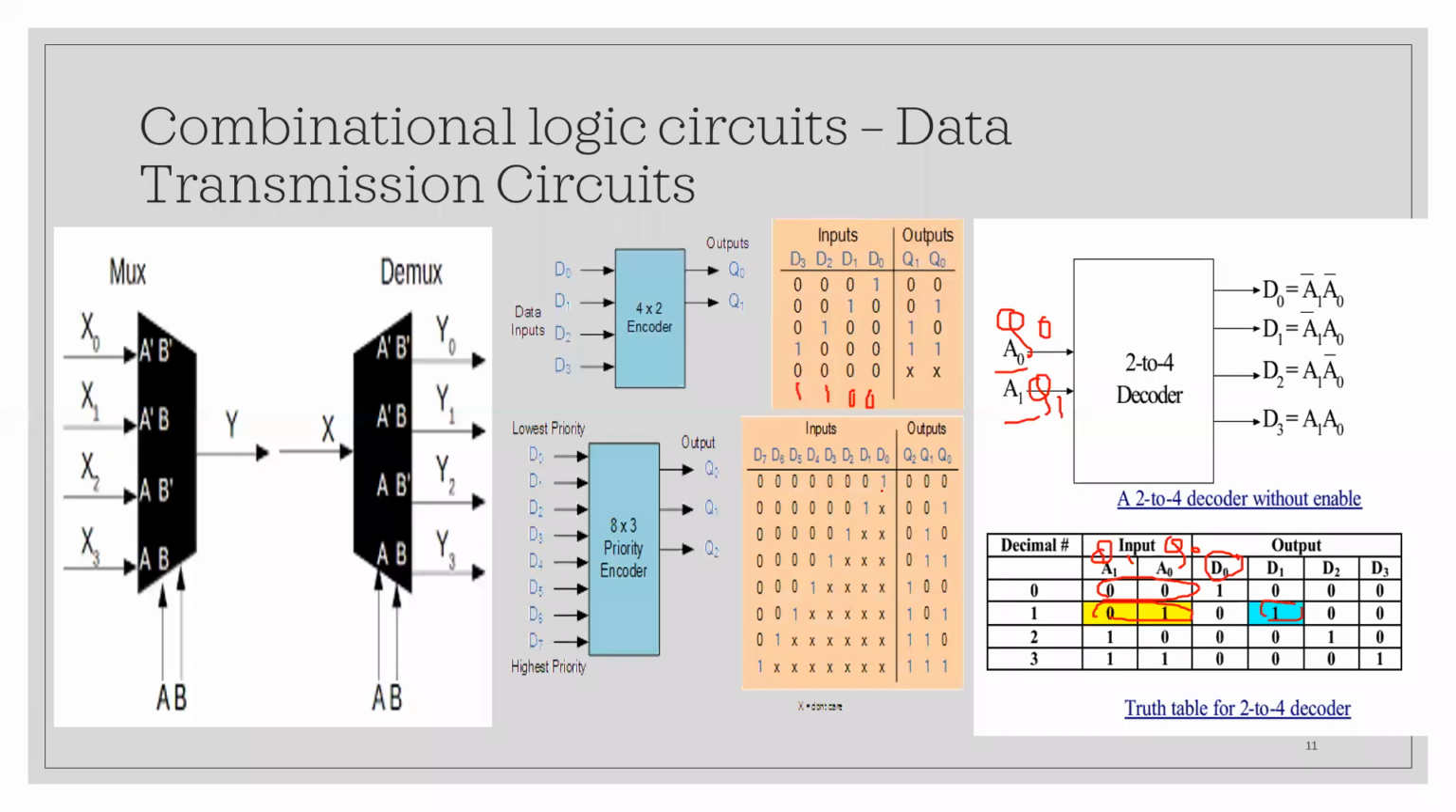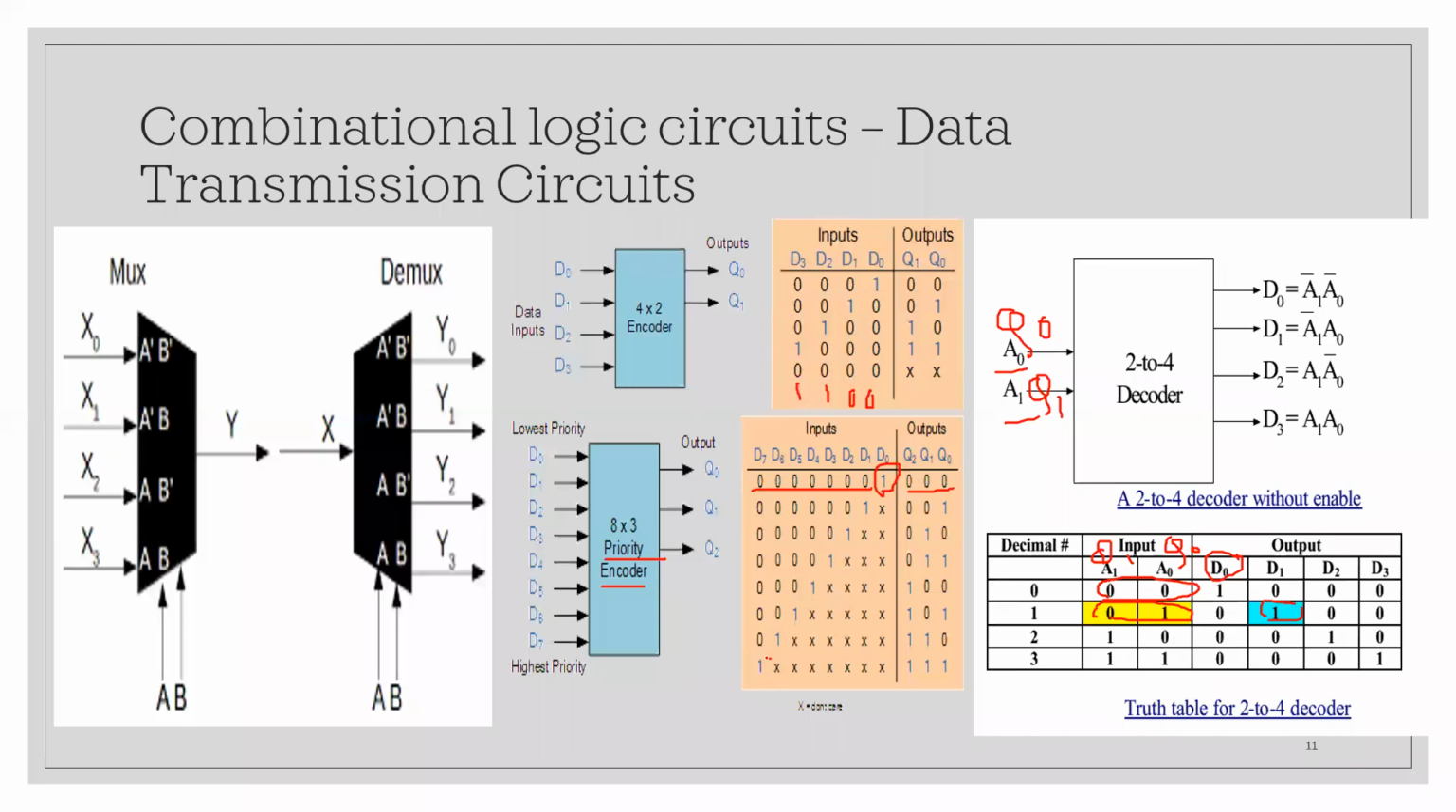So what this implies, if you check this truth table, is that D0 is 1 and all the rest of the inputs are 0. Then the output is 0, 0, 0. Because there are a total of 8 inputs given, it is an 8 to 3 encoder. Now, it is a priority encoder.